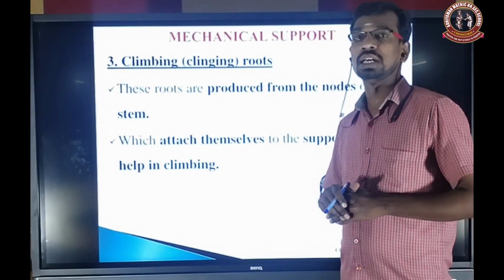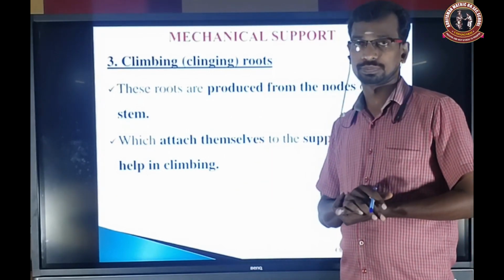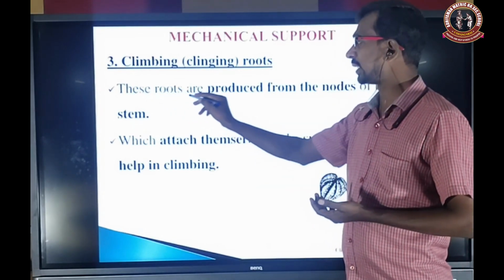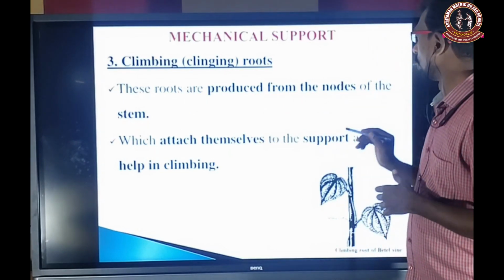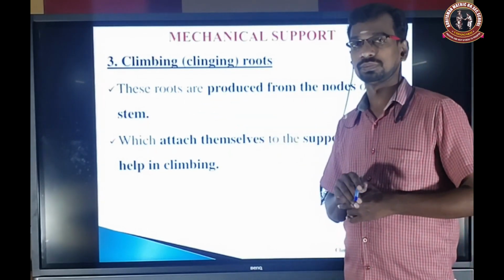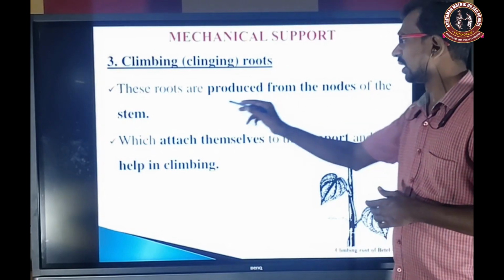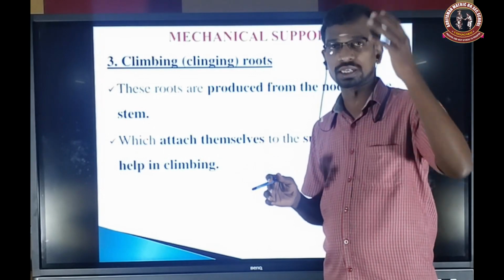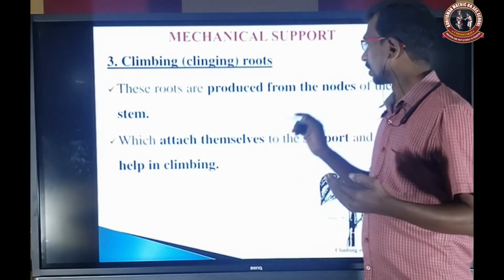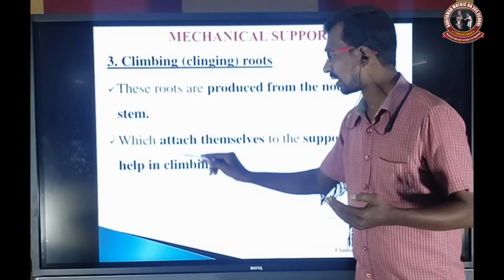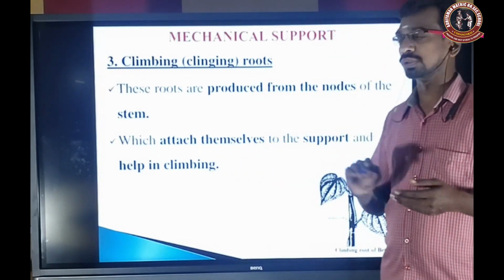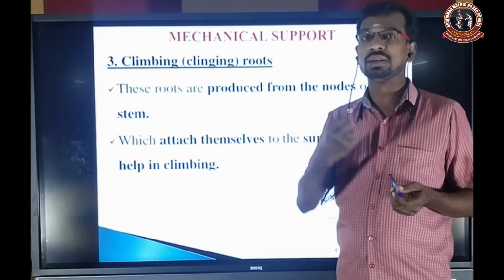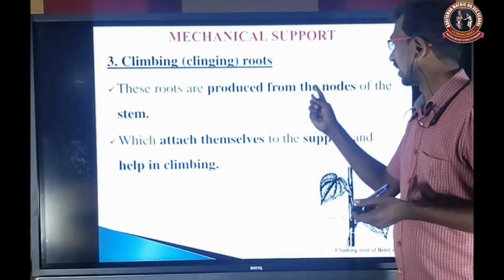So most of the parasitic plants. These roots are produced from the node of the stem. These roots are formed from the node of the stem. So this plant cannot grow straight, so it needs a support. That's why the root is formed from the node of the stem, which attaches itself to the support and helps in climbing. Okay, so it will hold the supporting plant. The roots are formed from the node of the stem.